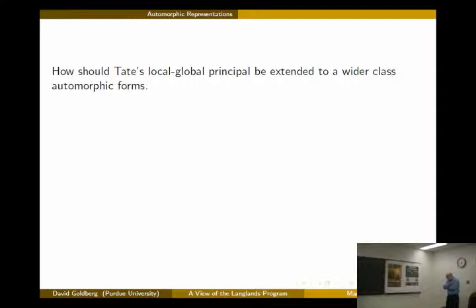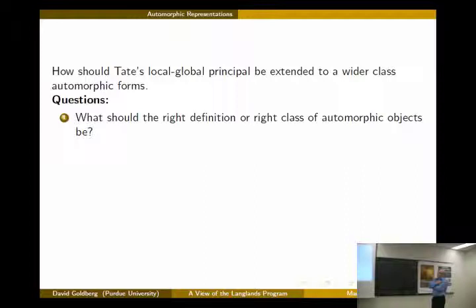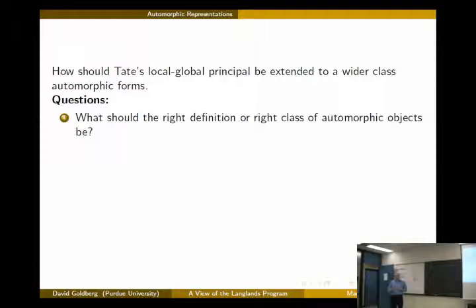More automorphic forms. That was, I think, what he was thinking of. So, a lot of questions. What should the right definition, the right class of automorphic objects, be? In fact, it wasn't even known at the beginning what you should mean by an automorphic form beyond the ones that were defined classically. We now have an idea of what an automorphic form is for a much wider collection of objects.